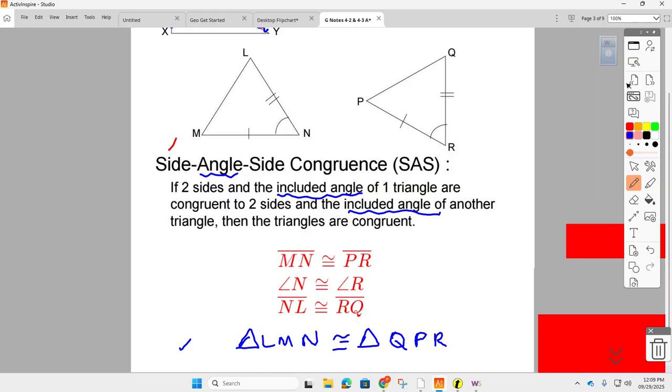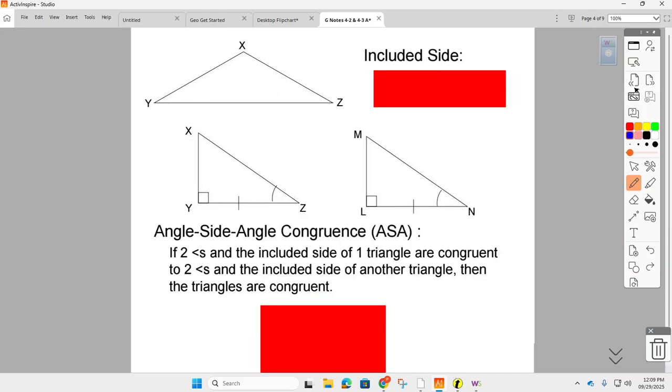Any questions? All right, so now let's see. We have another shortcut, another postulate here called angle side angle congruent. So two angles and a side. Now instead of the angle being included, the side has to be included. So instead of proving all 6 parts of these two triangles are congruent, we just need to prove that two angles and an included side are congruent.